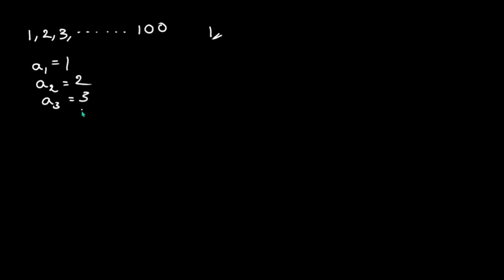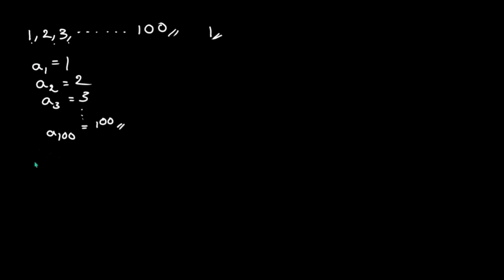How many terms does it have? It has up to 100. So 100 is the last term in this series. So A100 is equal to 100. The suffix represents which term we are talking about: the first term, second term, third term.